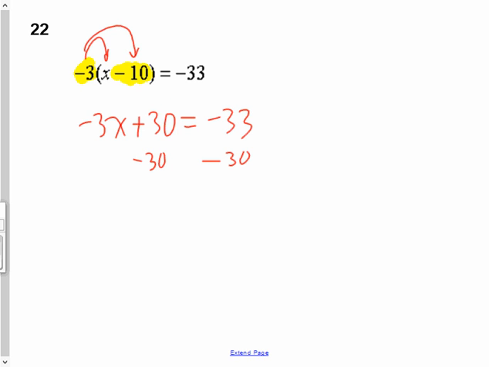So you subtract 30 from both sides. Negative 3x equals. Now look, negative 33 and negative 30 do not make negative 3. It makes negative 63.